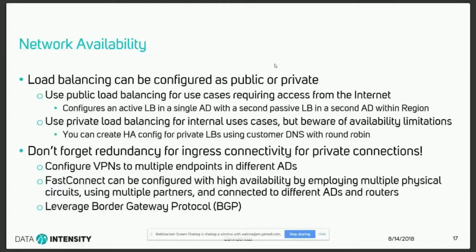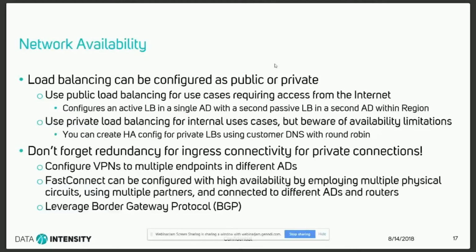As I mentioned, load balancing can be configured either as a public or private load balancer service. Public load balancing use cases are required anytime you need access from the internet. In that case, you configure an active load balancer in a single availability domain with a second passive load balancer in a separate availability domain within a region. So that way, if availability domain 1 goes down, that passive load balancer will take over to the secondary infrastructure.